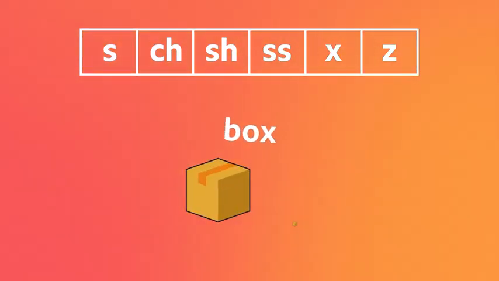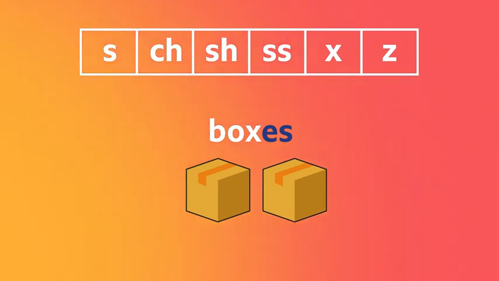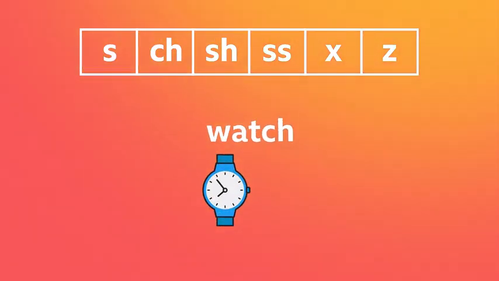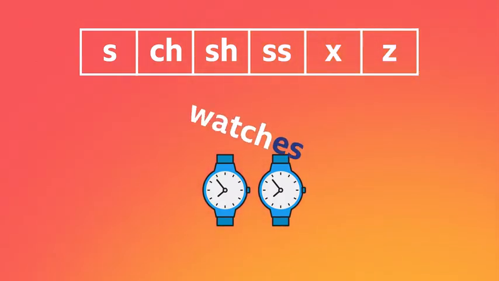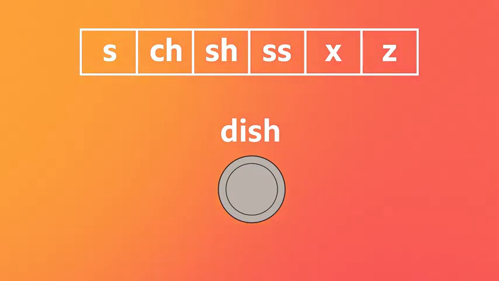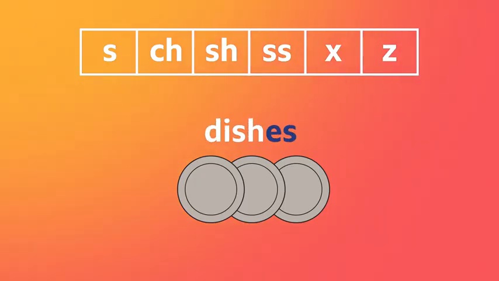So when do we add ES instead of S? We add ES to all the words that end in S, CH, SH, SS, X and Z. So the plural of box is boxes, and the plural of watch is watches. So what would that make the plural of dish? Yep, you guessed it, the plural of dish is dishes.